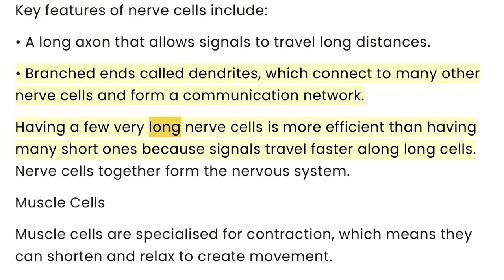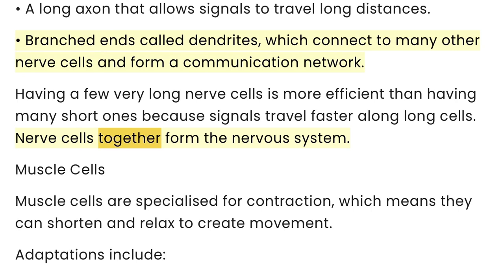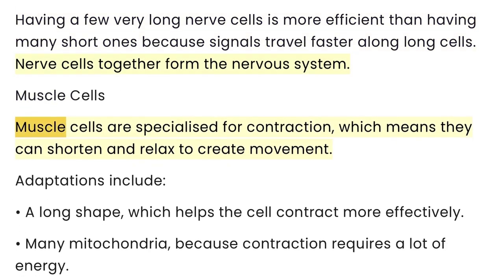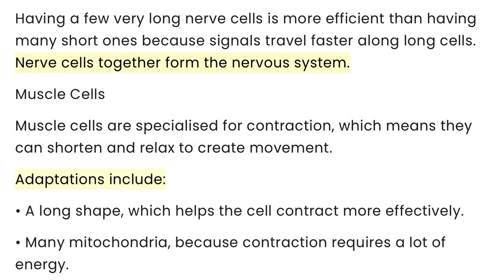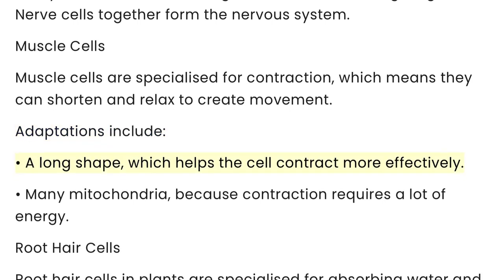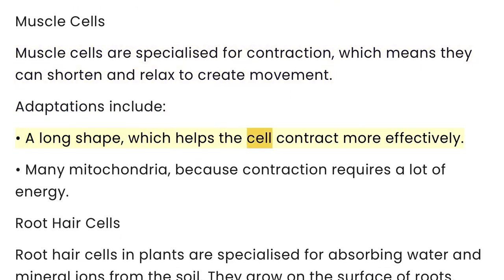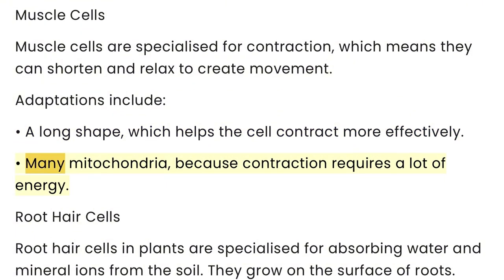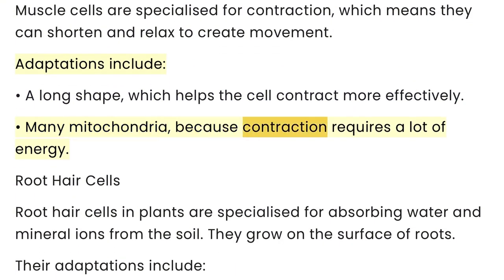Having a few very long nerve cells is more efficient than having many short ones, because signals travel faster along long cells. Nerve cells together form the nervous system. Muscle cells. Muscle cells are specialized for contraction, which means they can shorten and relax to create movement. Adaptations include a long shape, which helps the cell contract more effectively, and many mitochondria, because contraction requires a lot of energy.